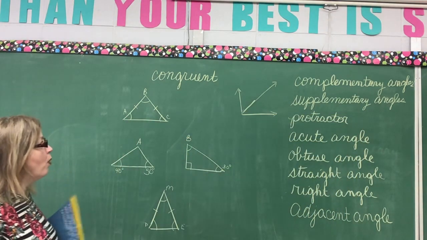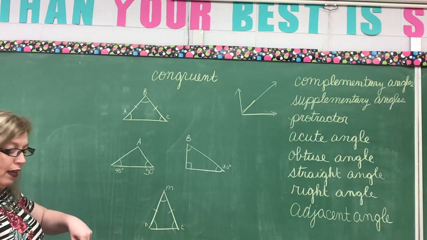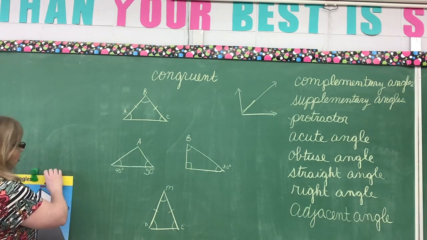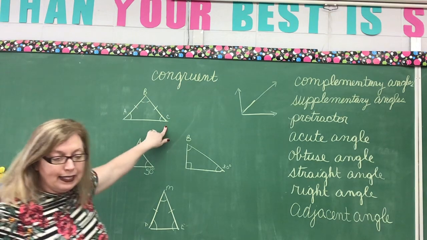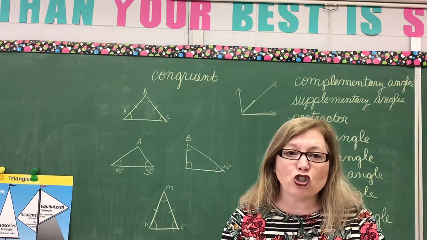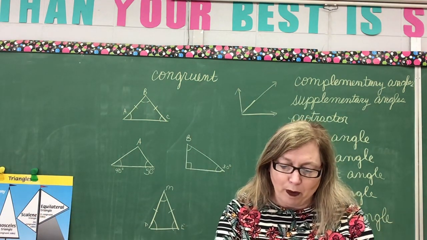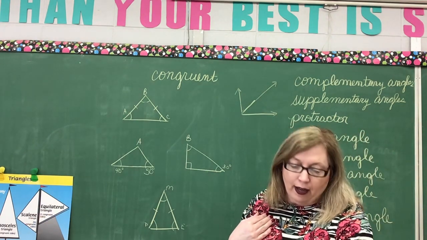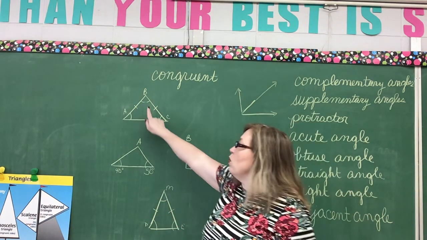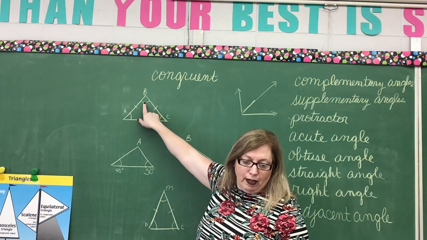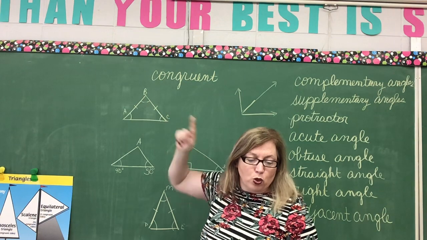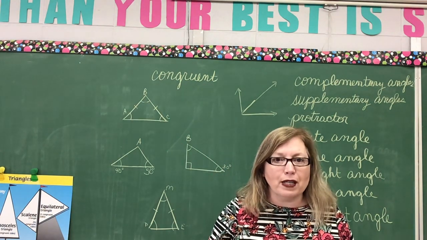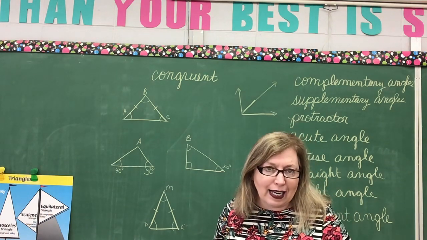Okay, let's look at our board. In our first triangle here at the top, we have triangle A, we have angles A, B, and C. In this triangle, I want you to tell me, if angle B is 110 degrees, what are the measurements of angles A and C?